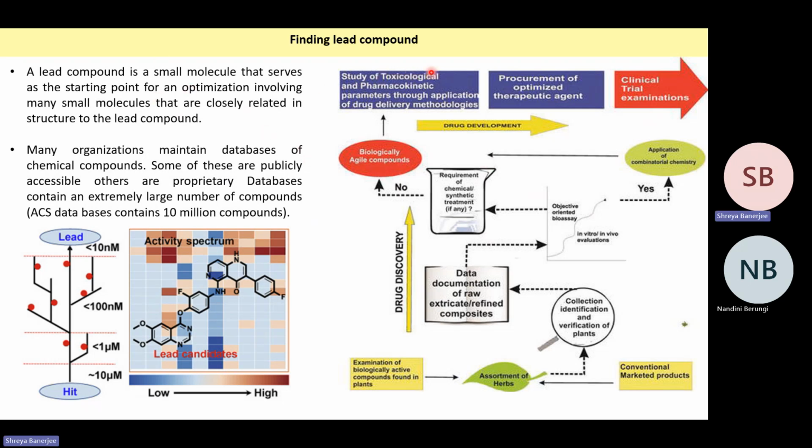After that, the toxicological and pharmacokinetic parameters are studied through application of drug delivery methods. Toxicology is checking whether it is toxic to any part of the human body. And pharmacokinetic means that we are studying how the drug is being metabolized, how it is being digested and absorbed in different regions of the human body. After that, eventually, it goes to clinical trial exams where it is tested on humans to find out the efficacy of the drug in the human body. So this is a huge process which takes several years.